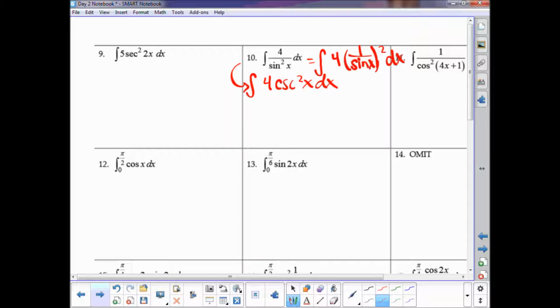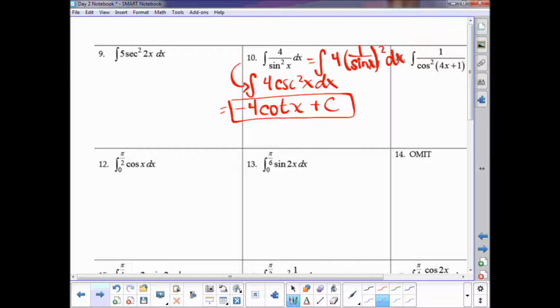Okay. So now it's a lot easier for us to handle. So again, that 4 can come out. What's the antiderivative of cosecant squared? Good, negative cotangent. I'm going to throw my negative in front there. Negative cotangent x. And then we're done. Questions with that?